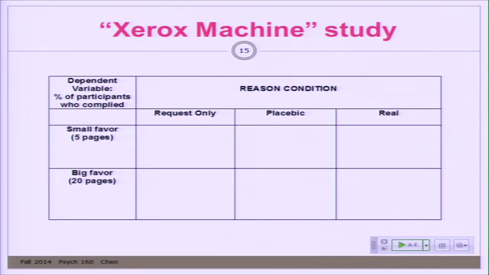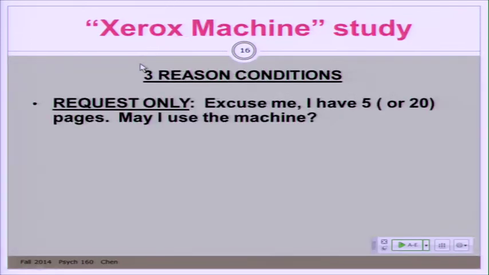And they give one of 3 reasons. The Confederate gives one of 3 reasons for wanting to ask for this small or big favor. So let's look at the 3 reason conditions. In the request-only condition, stay with me guys, we're moving fast today, the Confederate says, excuse me, I have 5 or 20 pages, may I use the machine? They're just simply asking, can I use the machine? They don't give any other information. They're just asking a small or big favor.